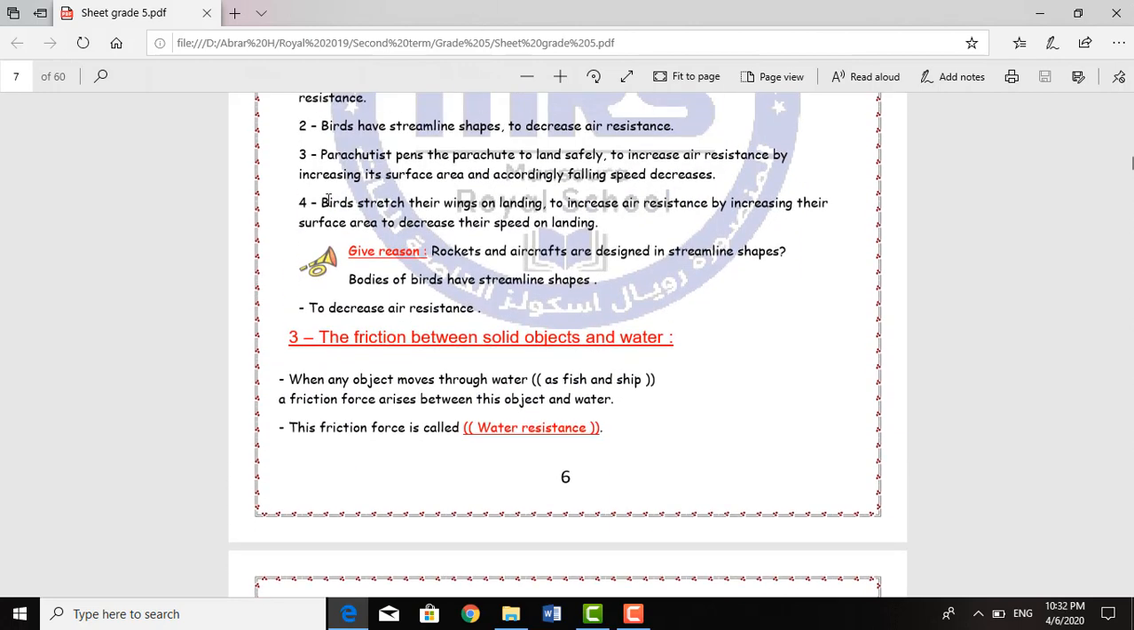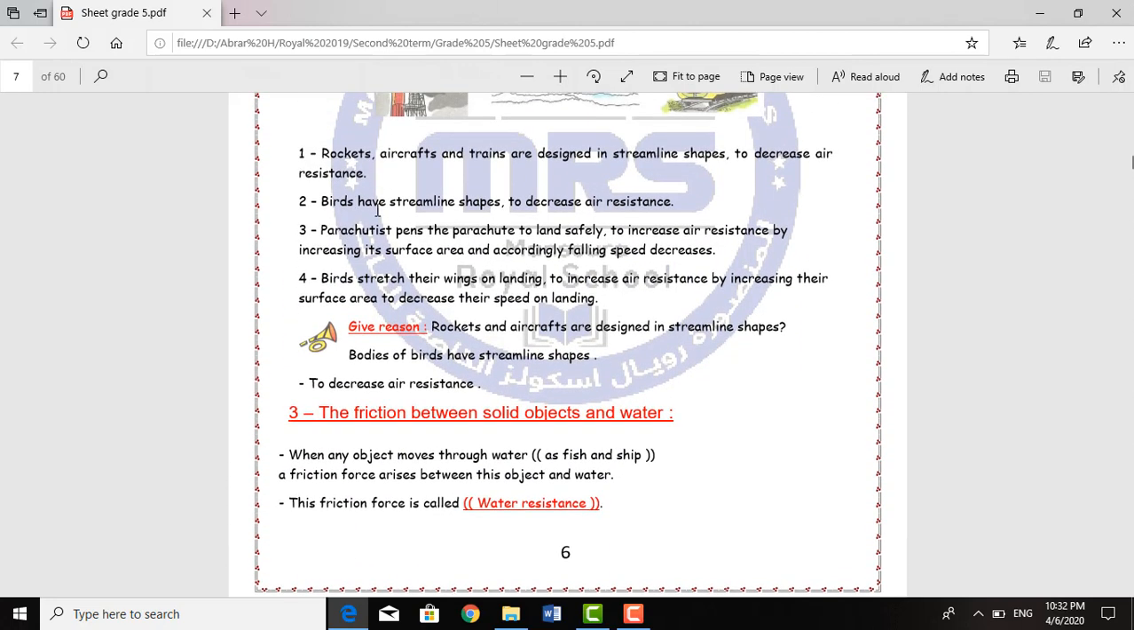The fourth life application is that birds stretch their wings on landing. Why? Also to increase the surface area, so the air resistance increases, so their speed decreases, so they are able to land safely.